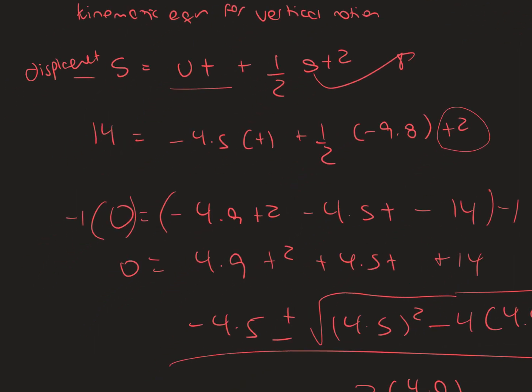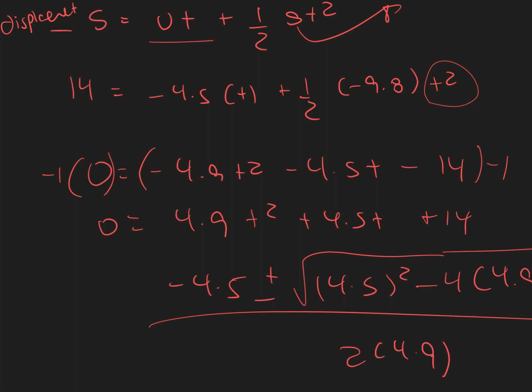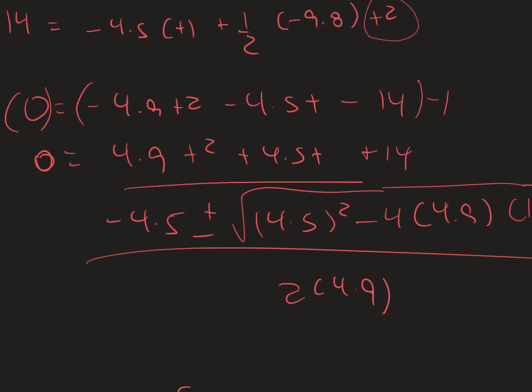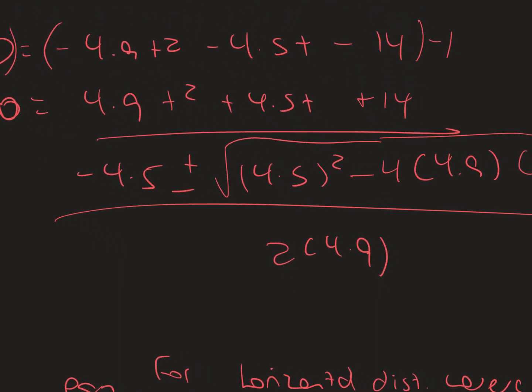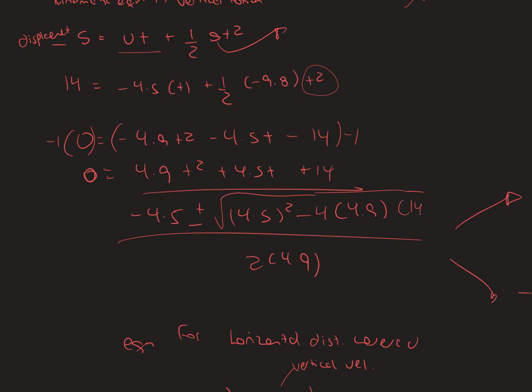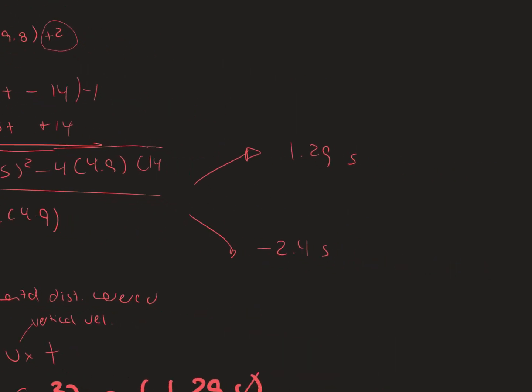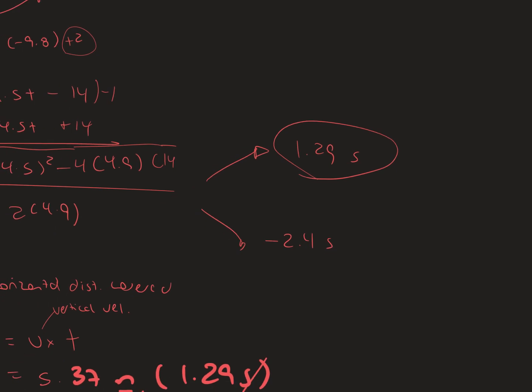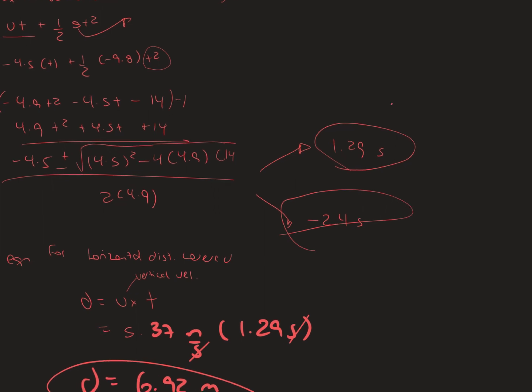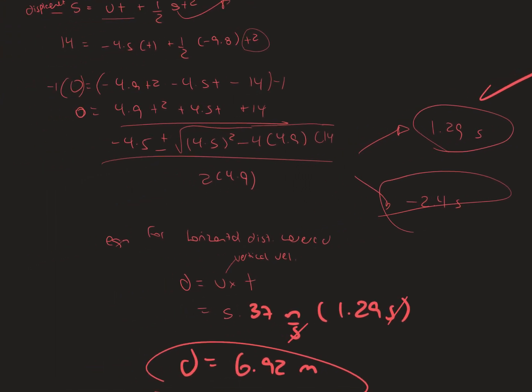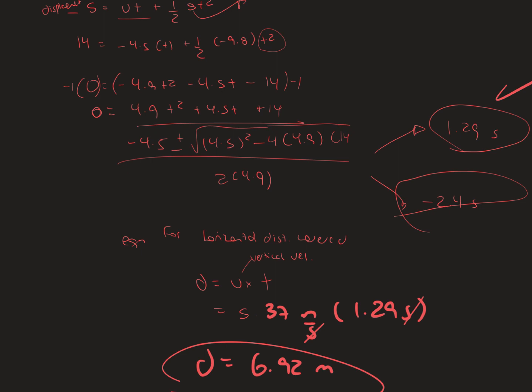So as we do that, we're going to have one side equal to 0, and we're going to use the quadratic formula to simplify this equation. As we do that, we're going to get two values, 1.29 seconds for the time for the first option, and for the second one we have negative 2.4. Of course, we're going to choose the positive one, and we're going to continue solving the problem.